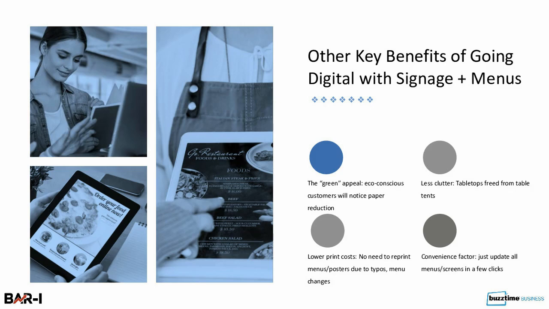They can just come in and check on them. They don't have to worry about making sure they're hitting that table multiple times. You have your lower print cost as well. Another thing that goes hand in hand with that green appeal is it's fewer things you're going to need to reprint, like menus and posters, if there's a typo or menu changes. It's a lot less of that.